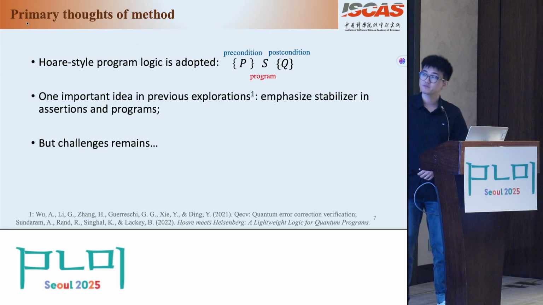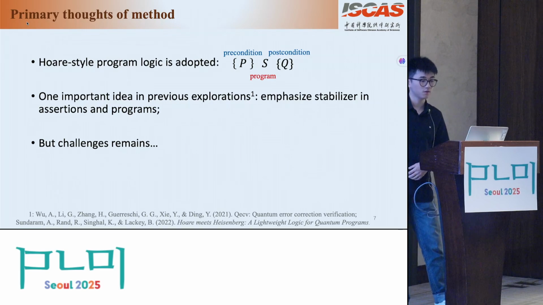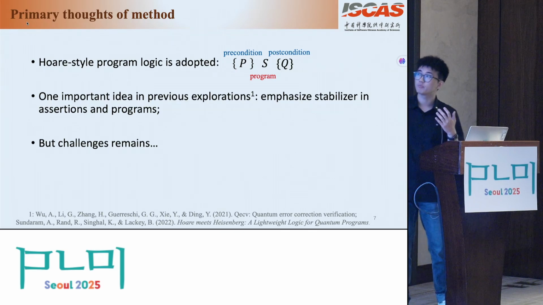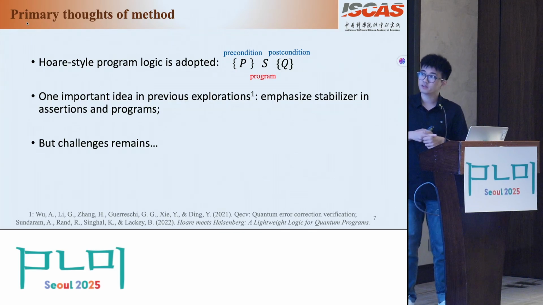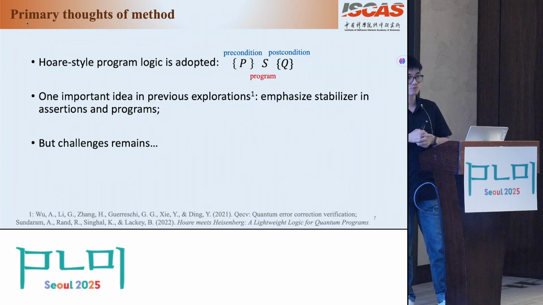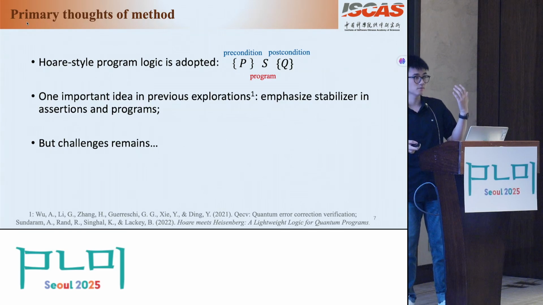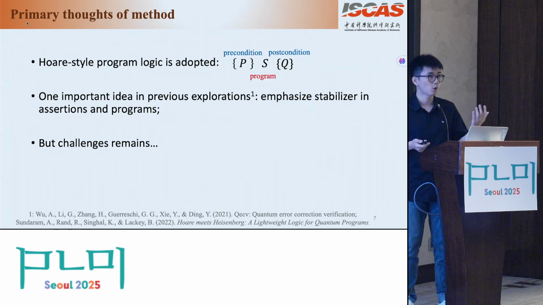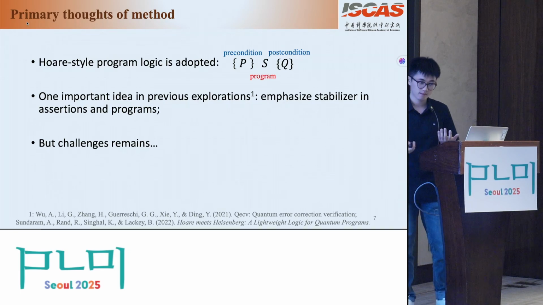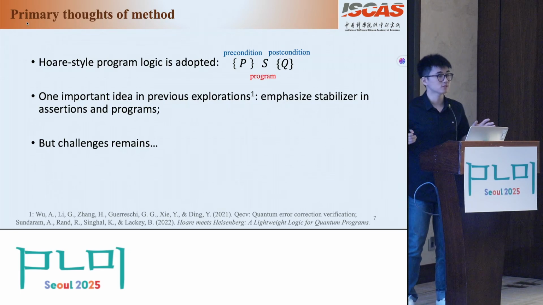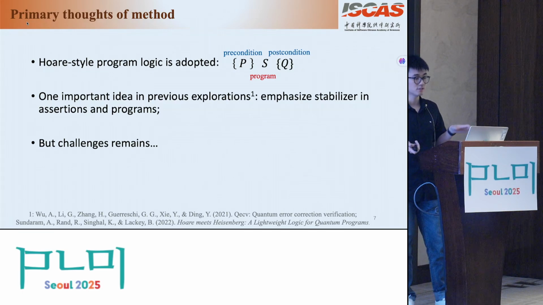We construct the specifications P and Q about the program state in a mathematical way and reason about the precondition and postcondition. There are indeed works that pave the way for using program logic to reason about QEC programs. The critical idea is to emphasize the function of stabilizers in both assertions and the programs. However, besides this important inspiration, there are still challenges that prevent the birth of an efficient verification framework for QEC programs.